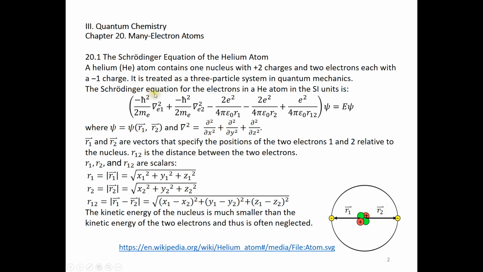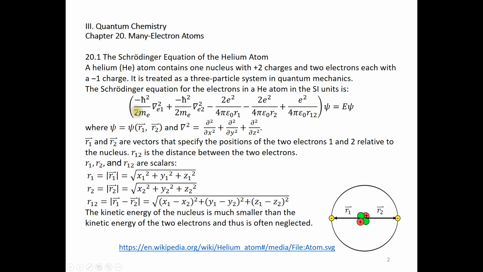Now let's look at the Schrödinger equation for the electrons in the helium atom. It's negative h bar squared over 2m sub e Laplacian plus negative h bar squared over 2m sub e Laplacian for electron 2. The first 2 terms are the kinetic energy operators for the 2 electrons. Now we have the attraction felt by electron 1, the attraction felt by electron 2, and finally the repulsion between the 2 electrons, e squared over 4 pi epsilon 0 R12. R12 is the distance between the 2 electrons.